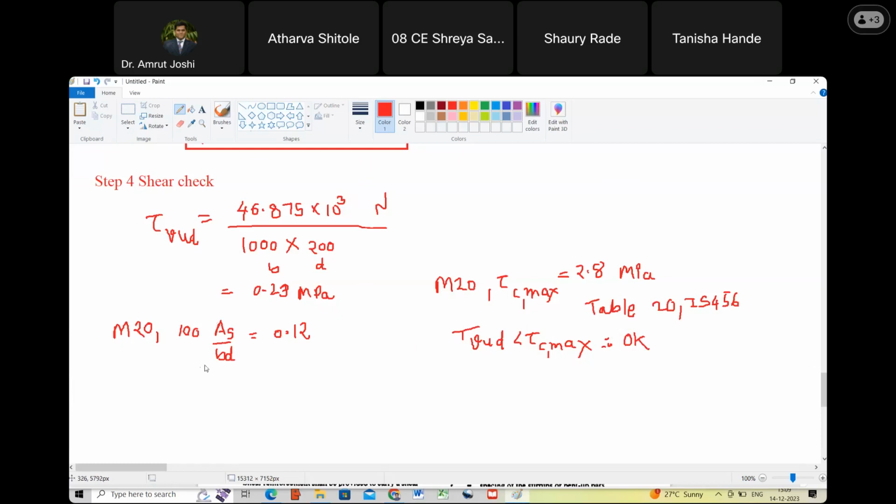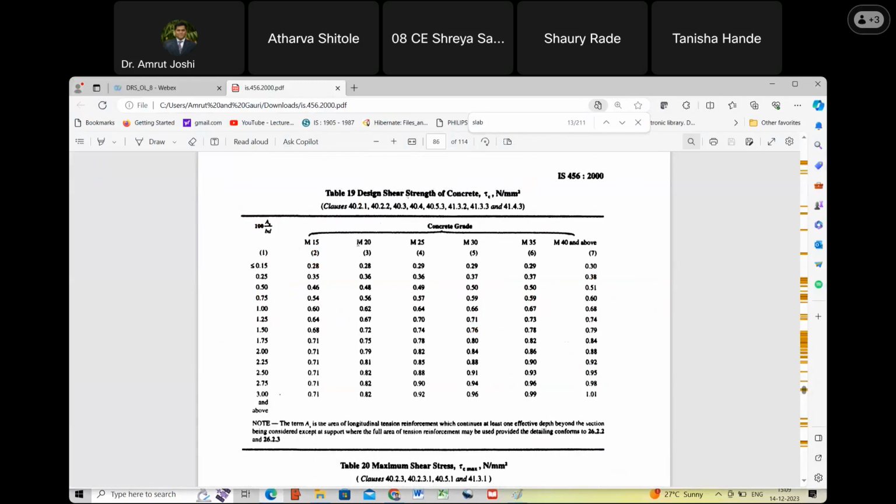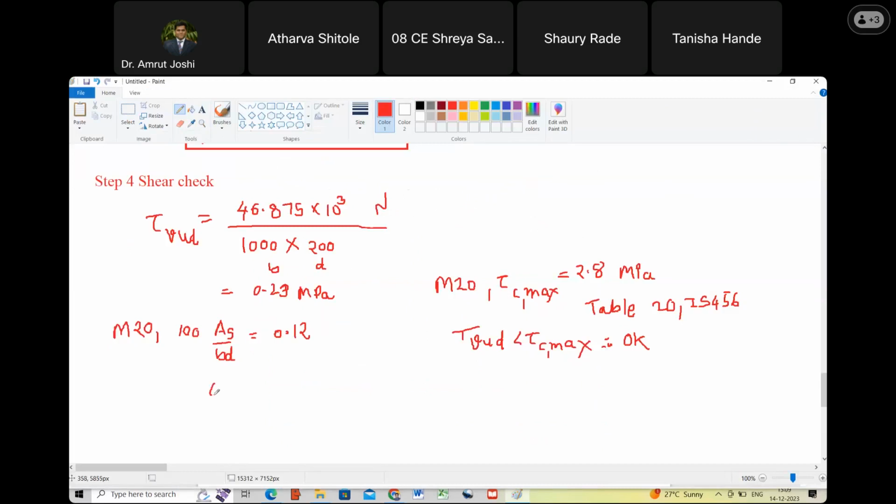That is first check. The second check is we are going to refer table 19 and find out how much shear stress can the concrete resist with this bottom reinforcement but without any additional shear reinforcement. So what is the AS by BD in our case? Less than 0.15. Happy? Yes, sir. 0.12 है ना? So now for M20, what is the value of tau C? 0.28. Are you with me? Yes, sir. So tau C is equal to 0.28 MPa.